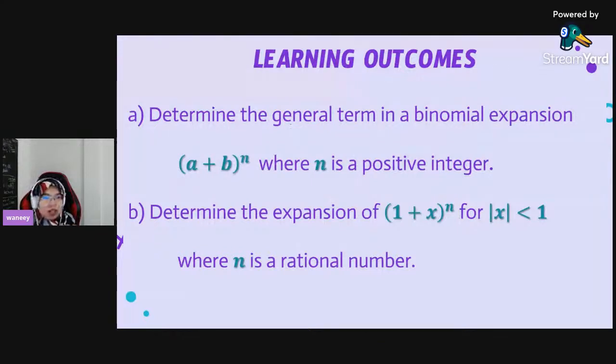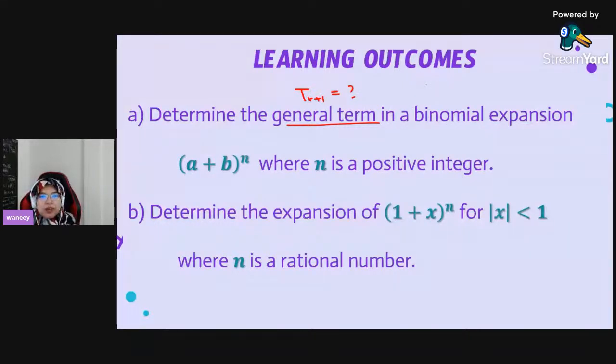So the learning outcome for today is that you should be able to determine the general term in a binomial expansion (a + b)^n, where n is a positive integer. Last time we just learned how to expand. Today we are going to determine the general term, that means T_(r+1). So we want to know what this value is, and then some specific terms as well.